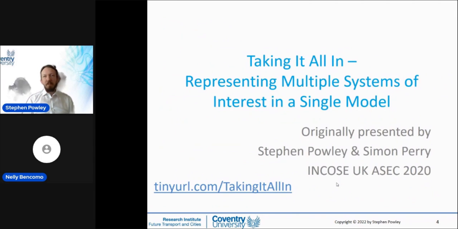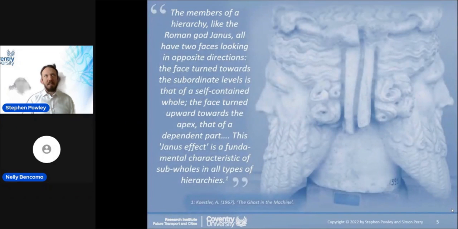So the first part of the talk is going to be about representing multiple systems of interest in a single model. This was originally presented with my industry supervisor for my PhD, Simon Perry, and there's a link there if you want to read the paper. So let's have a look at that.